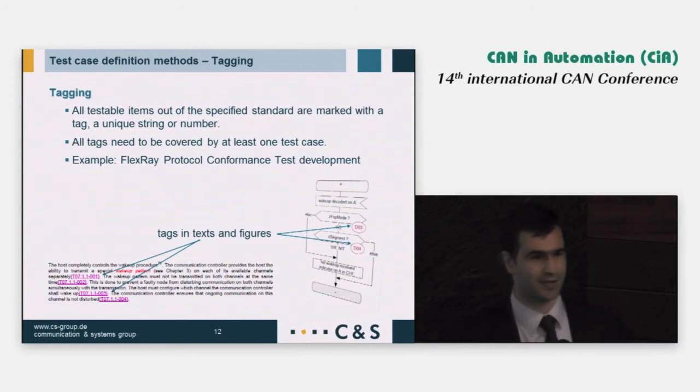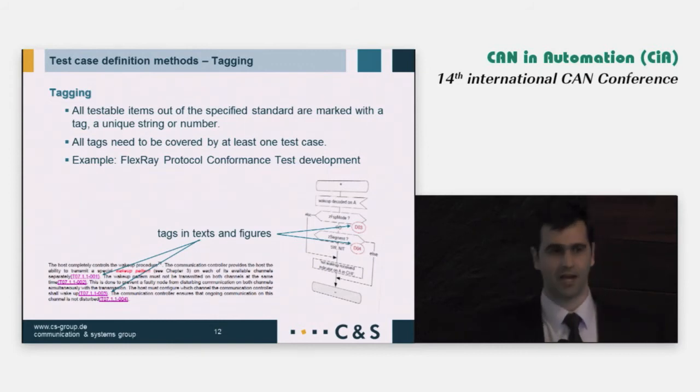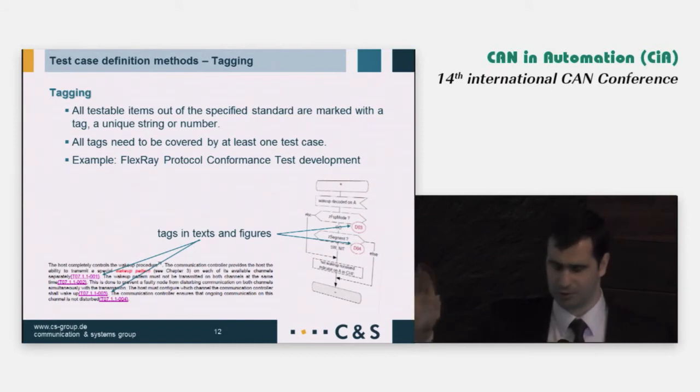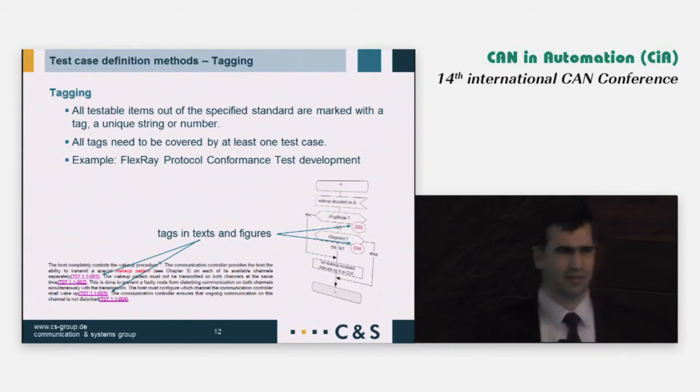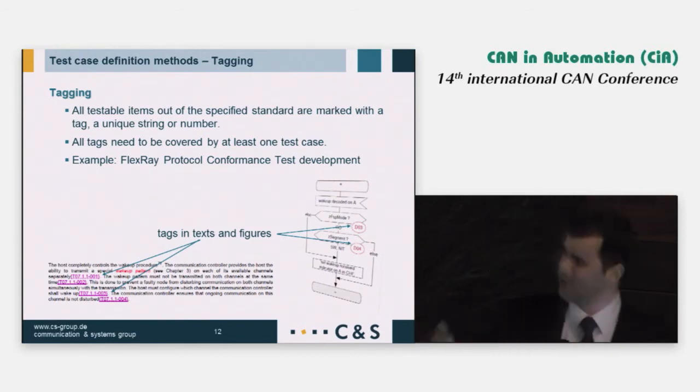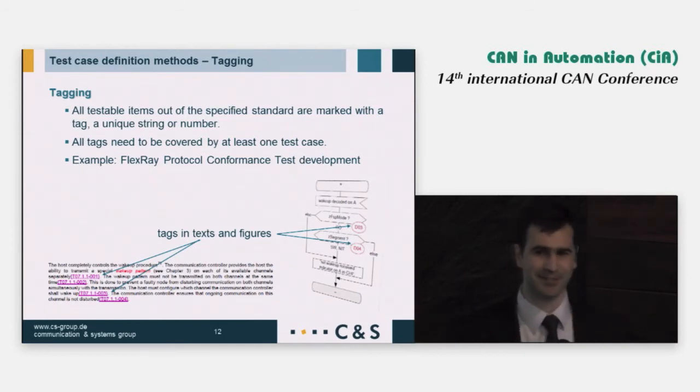If we have done everything right, after running the conformance test, we can be sure that at least we have visited each testable item at least once. But after applying this method, what we always get is just a huge list of requirements. Then we need maybe a second method in order to organize them systematically, to give a little bit more structure.